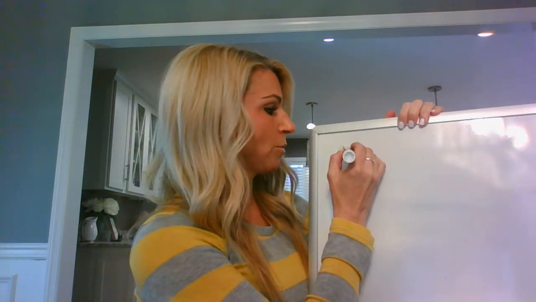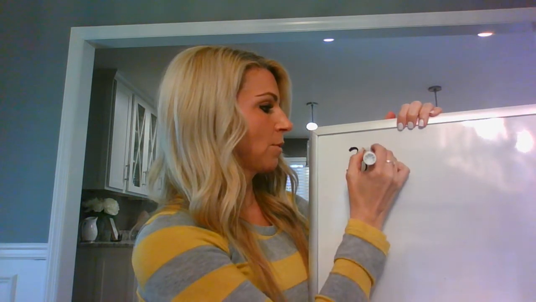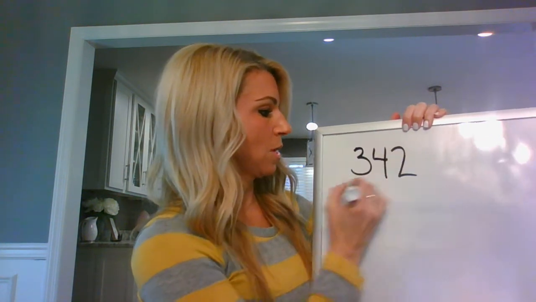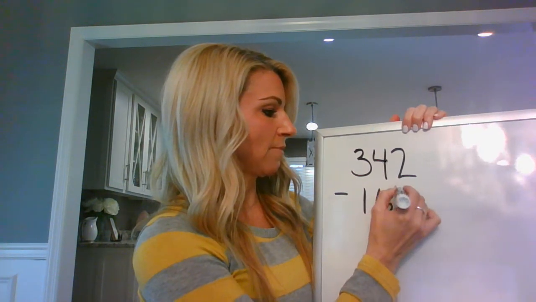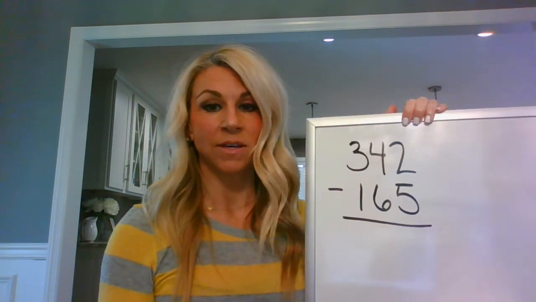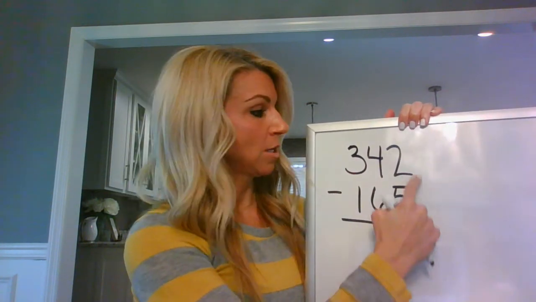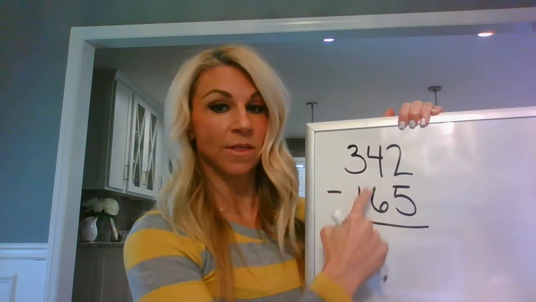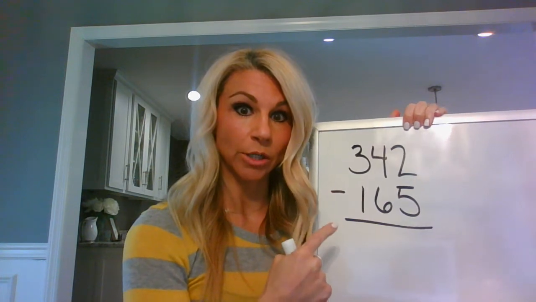All right, so first we will try a three-digit number. Let's try 342 minus 165. Okay, so what I've done here is I've given us a problem where you can already see we're going to have to borrow not only for this number, but also for this number because it's not a big enough number on the top to subtract. So we know the rule, bottom bigger borrow, right? Okay, so let's try this one.